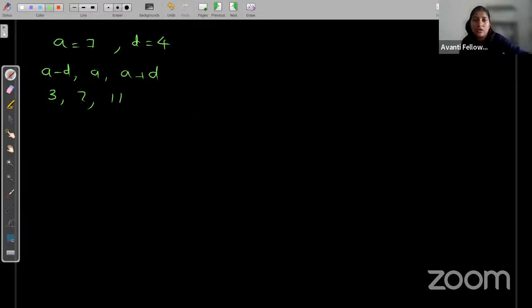And in case 2, if D is equal to minus 5, so what will be the 3 terms? A will be 7 only. So the 3 terms will be 7 minus of minus 5, that is 12, then 7 as the middle term, and A plus D, that is 7 minus 5, 2. So this will be the 3 terms.